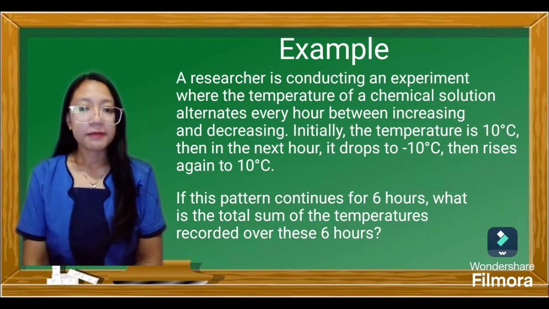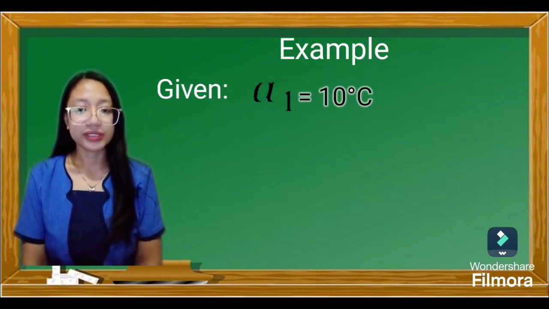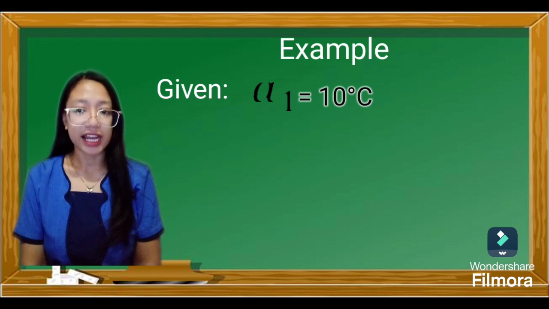So, let's solve. First, we need to identify the given. So, our first term is 10 degrees Celsius since initially, siya yung nauna.